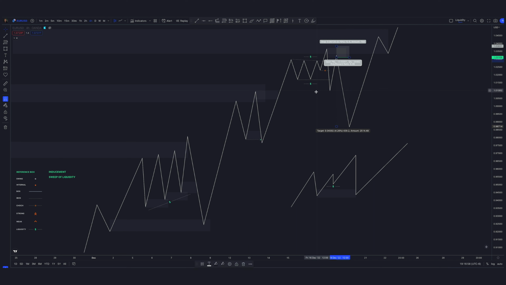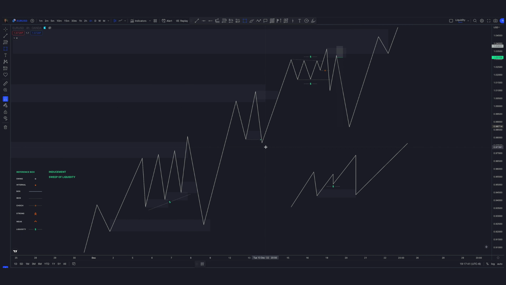We don't want to enter on the break. We wait to sell on a premium price, because this price already happened. We want to wait for a very good area of sales, so we can enter with a small stop and then target the next structure, correct? I hope you guys are seeing what I mean. Okay, so let's continue here.